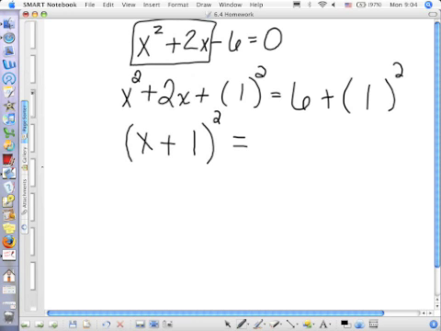Okay, over here I've got to actually work that out. That's 6 plus 1 squared, and 1 squared is not 2. 6 plus 1 is 7. Alright, and now I'm set up and ready to go to solve this equation. Hurley, what do I do?